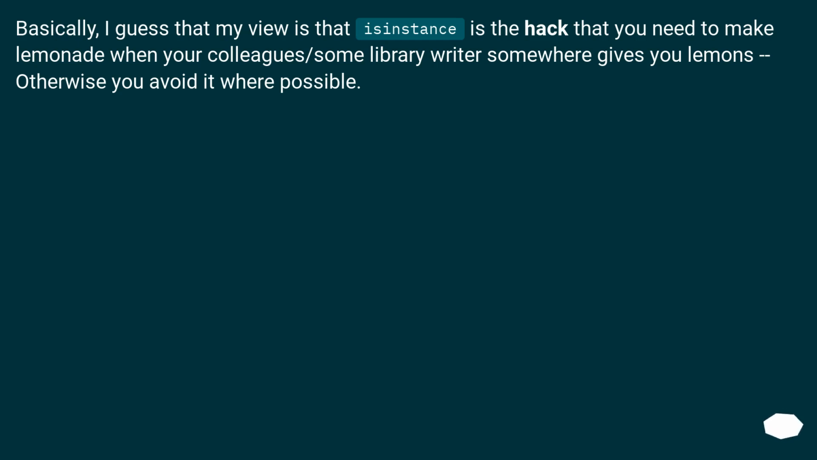Basically, I guess that my view is that isinstance is the hack that you need to make lemonade when your colleagues or some library writer somewhere gives you lemons, otherwise you avoid it where possible.